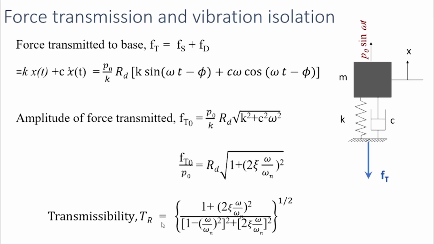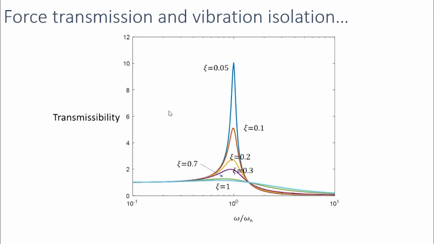So the transmissibility is equal to Rd times this term, and we know Rd is equal to 1 by square root of (1 minus frequency ratio square) the whole square plus (2 zeta frequency ratio) the whole square. So we can write the expression for transmissibility as this. If you plot the relation, the transmissibility versus frequency ratio, you will get curves like this.